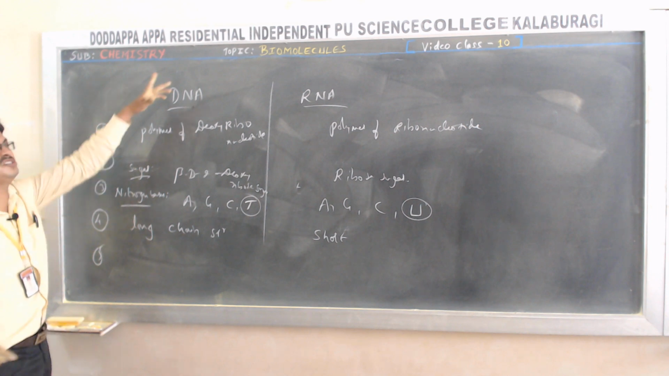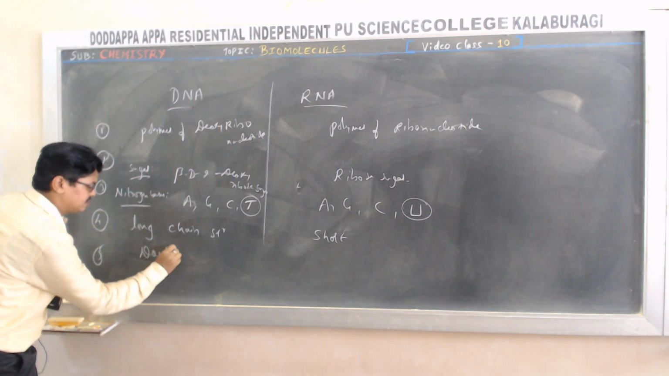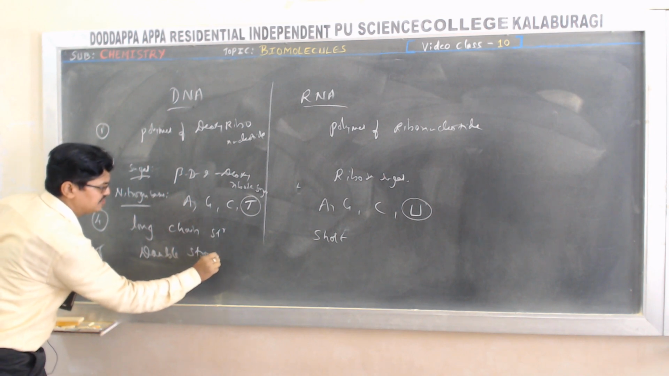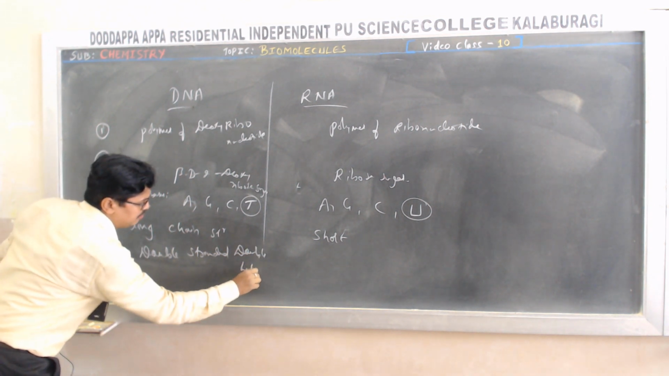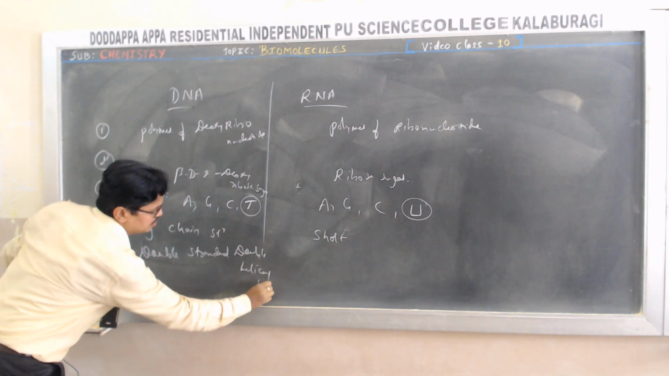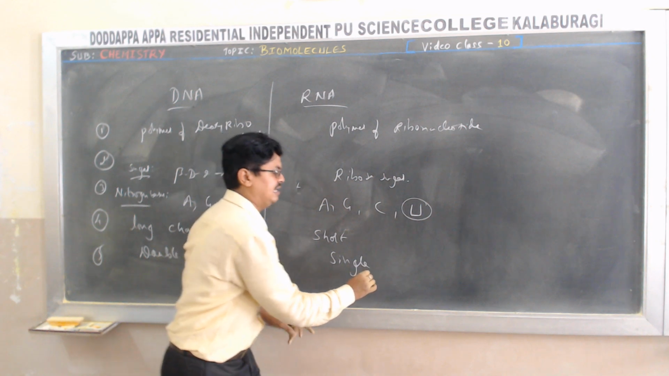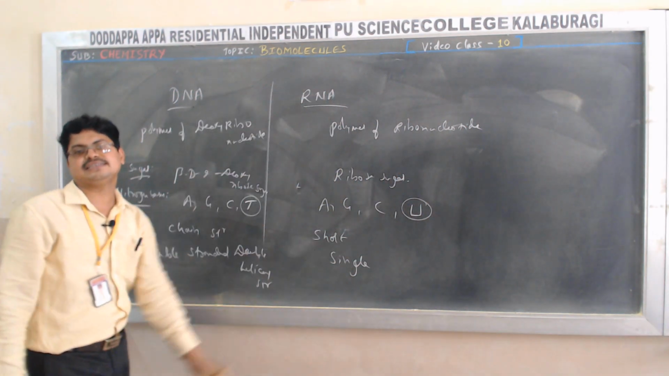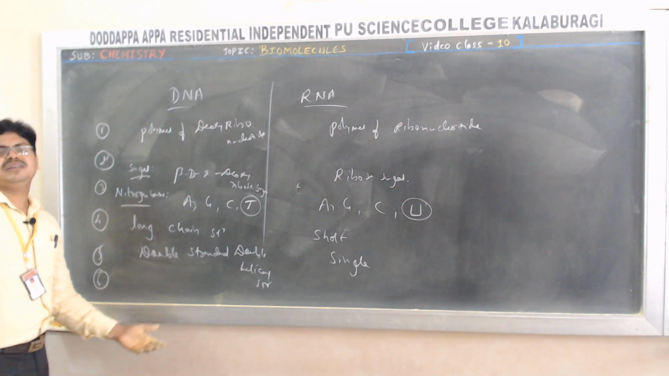Fifth one, what about the structure? DNA is a double-stranded, double helical structure. RNA exhibits a single-stranded, single helical structure. Correct? Single-stranded, single helical structure. So similarly, you can make out many more differences.